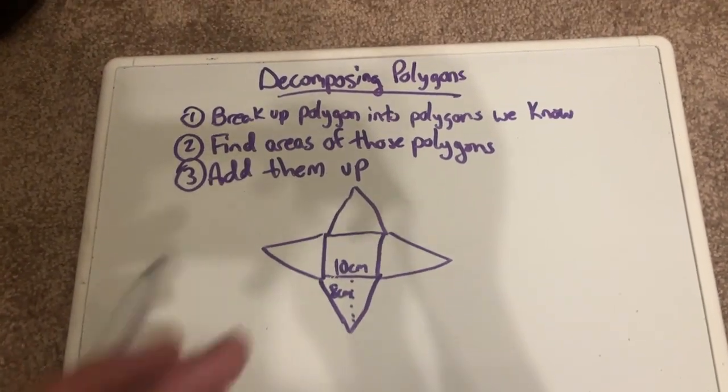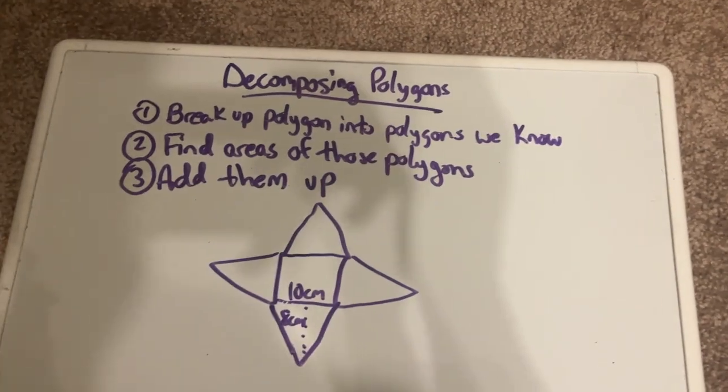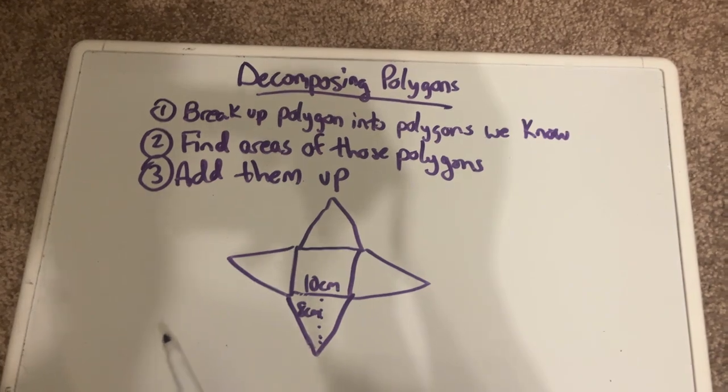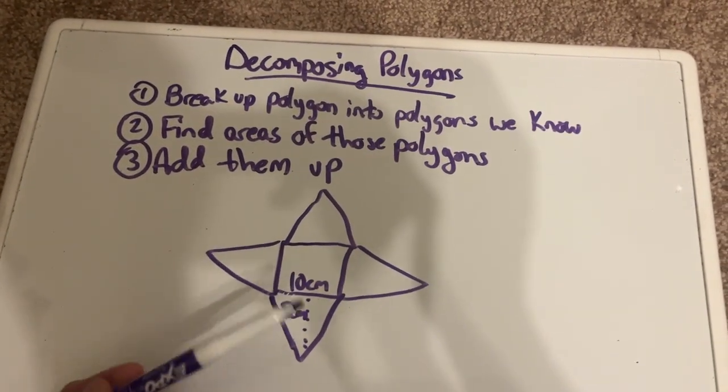Today we're going to be decomposing polygons into polygons that we do know. Then we're going to find the areas of those polygons and then find the sum of them. So what I want to do first is figure out what do we have here.